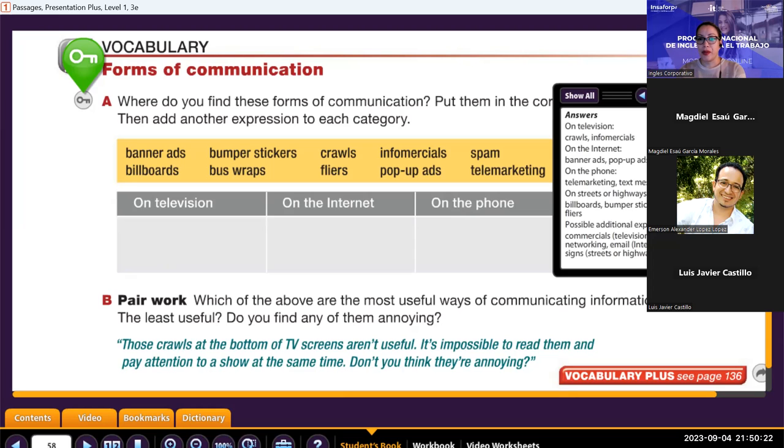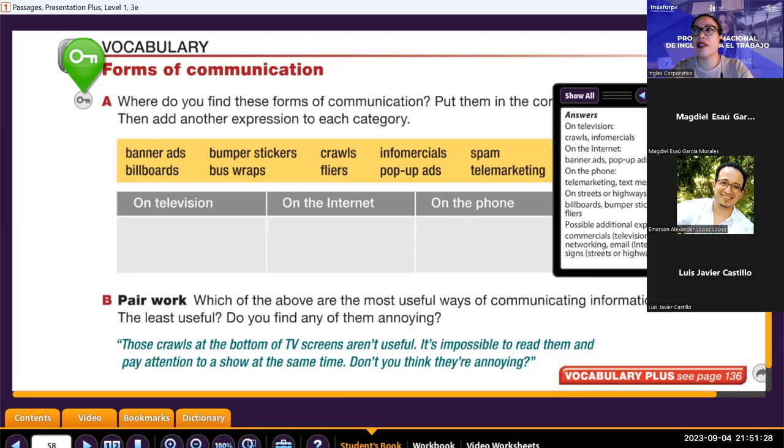Teacher, what does crawls mean? Crawls are like, when you're watching TV, maybe a soccer match, have you seen little ads at the bottom of the screen? Those are crawls, moving across the screen. Sometimes when you're watching series or movies, those little ads appear at the bottom and sometimes they cover the content, so they are kind of annoying. Maybe you're not interested in the things they are advertising, but yes, those are called crawls.